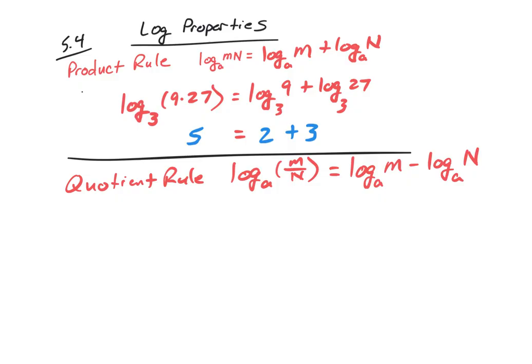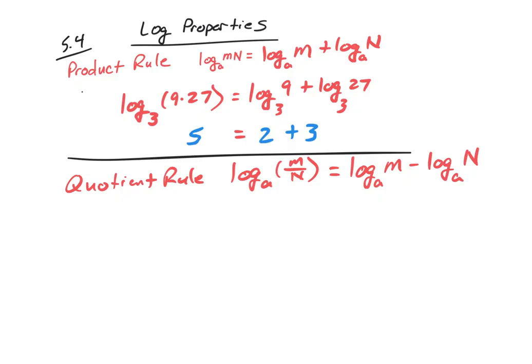So on the product rule, when we multiply it, there's nothing between the m and n. We know that's assumed to be multiplication. When I separate, I'm going to put a plus sign in between. Here, if I'm dividing the two numbers or expressions, then when I separate them, I'm going to do subtraction in between. And I'm not going to show you an example with numbers on all of these, but we could put numbers in there.